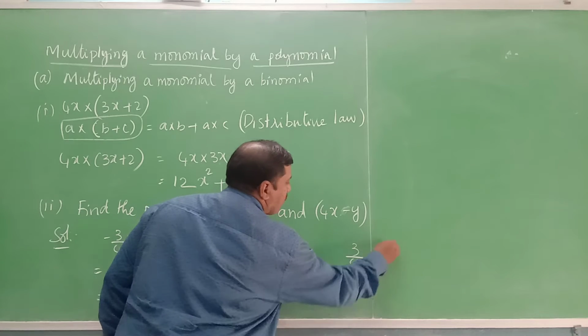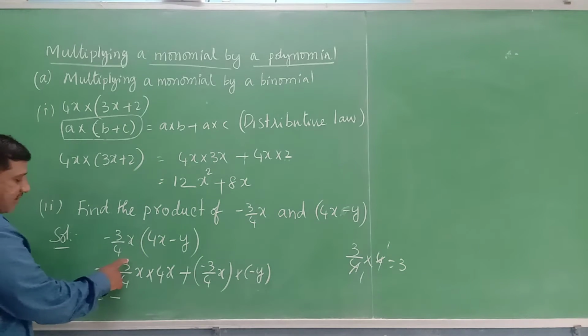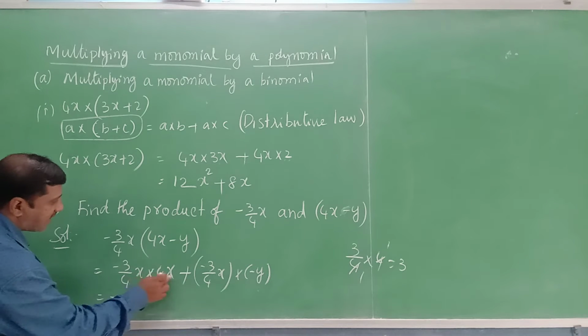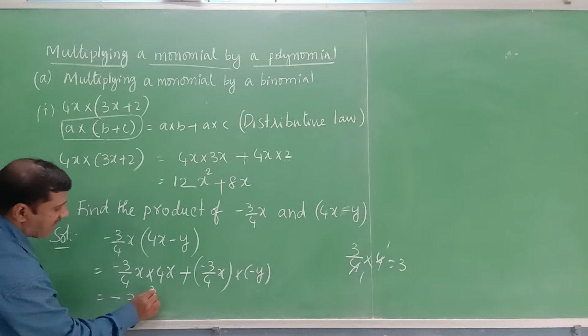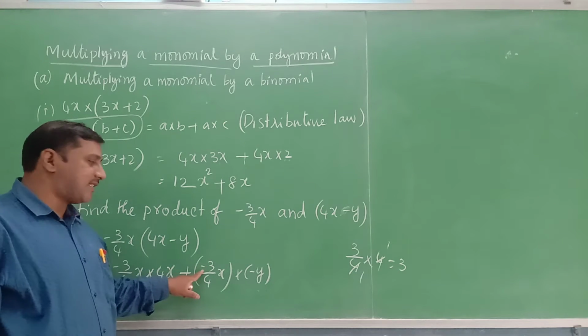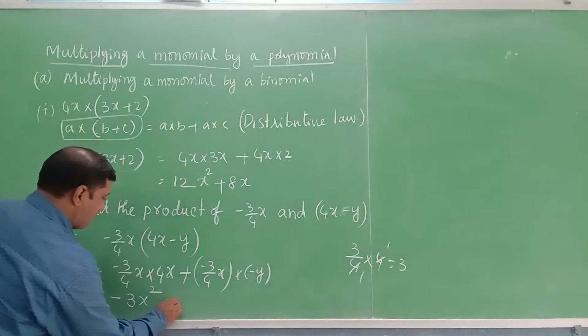4 ones are 4. So when we multiply 3 by 4 with 4, we get 3, that is minus 3. Now x into x, it is x square. Then the second product: plus into minus, minus into minus, plus.